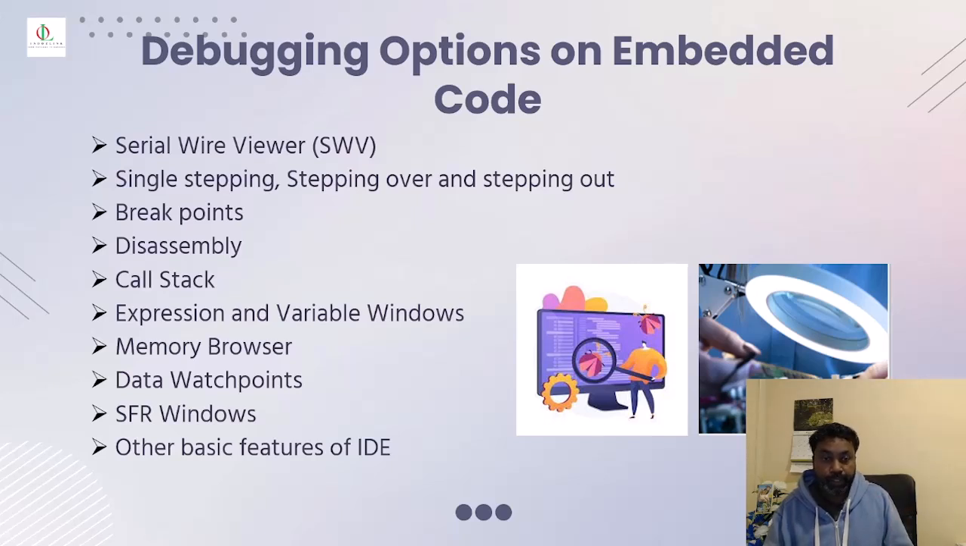Then the next one is the expression and variable windows, where you can see the real-time mathematical calculations of the expressions, and you can see the result in the variable windows. And we have the memory browser, data fetch points, and the SFR windows. It's the special function register windows, where you can click and learn about each and every individual special function register. And there are some other basic features. When you prod along with all the other buttons, you will know about the other options. So these are all the basic debugging options available on this particular IDE.